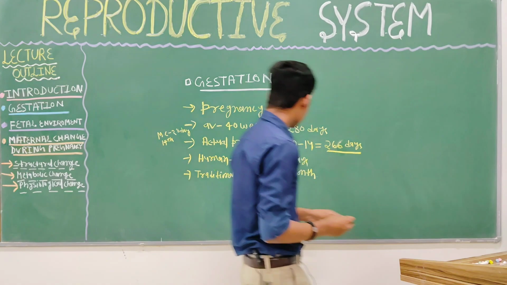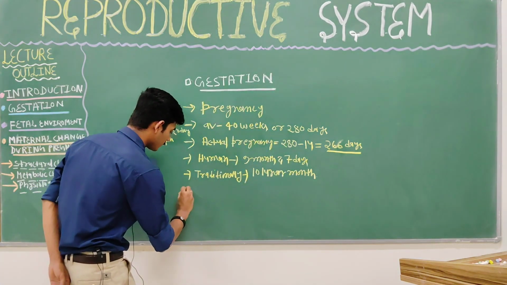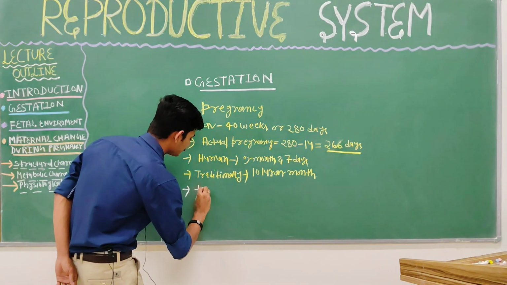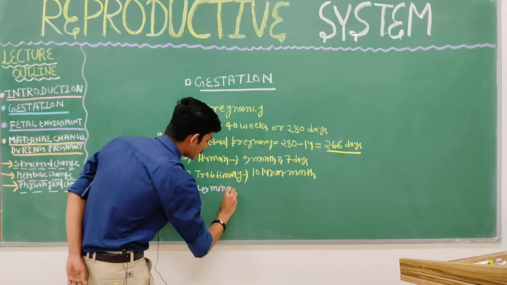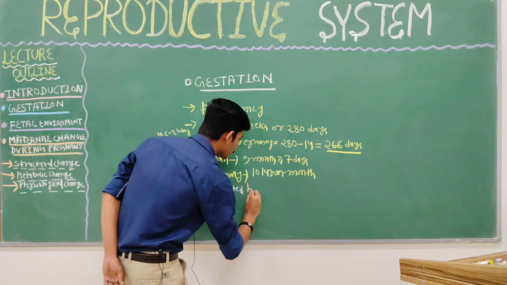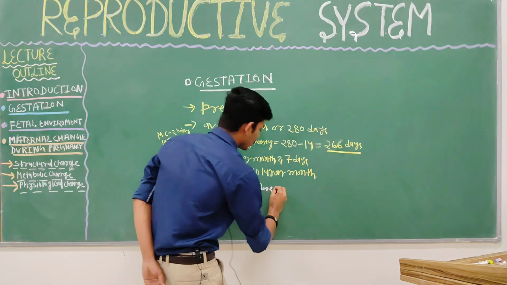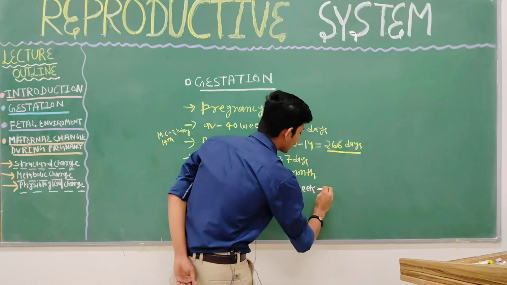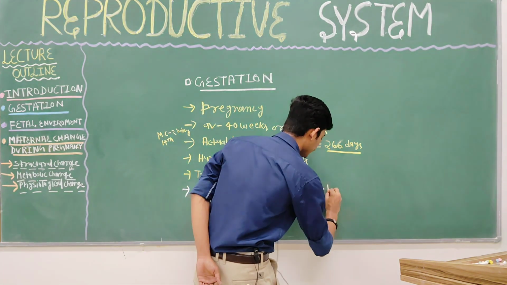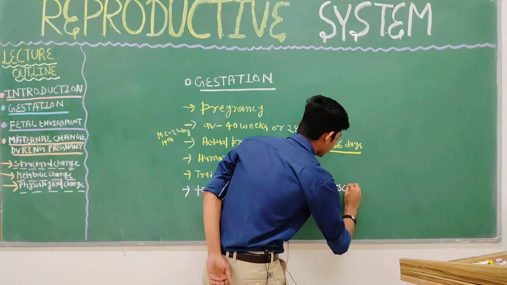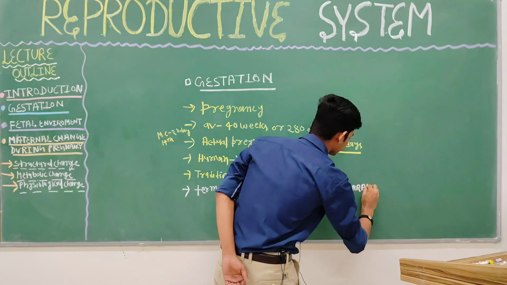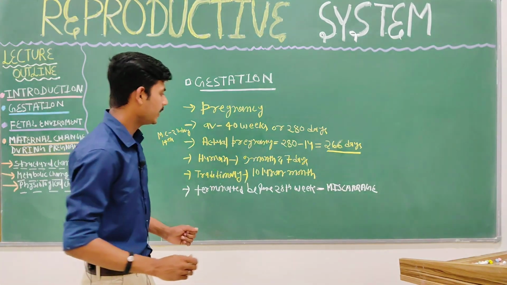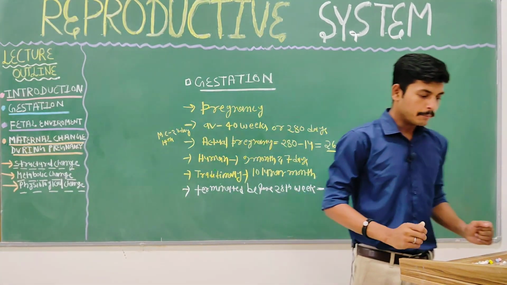Now if unfortunately the pregnancy terminates before the 28th week, it is called a miscarriage. If the pregnancy terminates before the 28th week, it is referred to as a miscarriage.